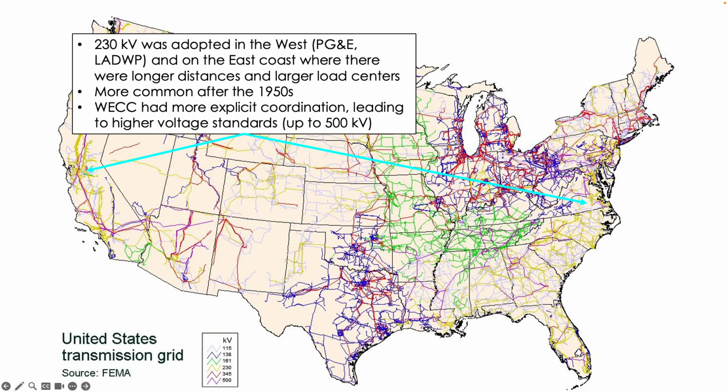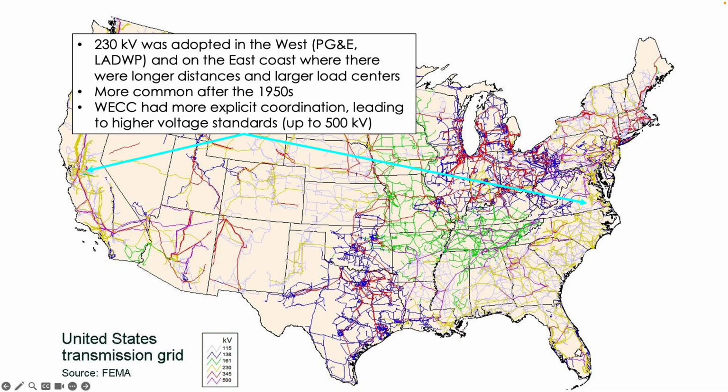Meanwhile, 230 kilovolts was adopted in the West, right? So you think about Pacific Gas and Electric, LADWP, as well as throughout longer distances on the East Coast, where you have larger load centers. This was a lot more common after the 1950s, whereas in the earlier years of the grid, they're more dealing with the 138s and 115s.